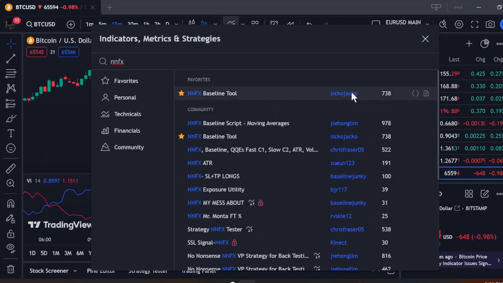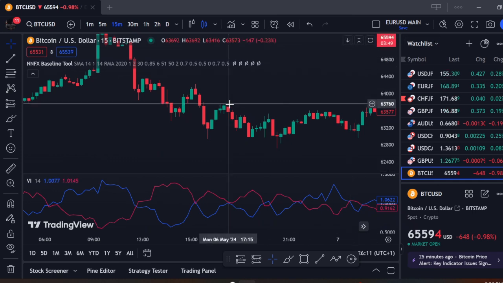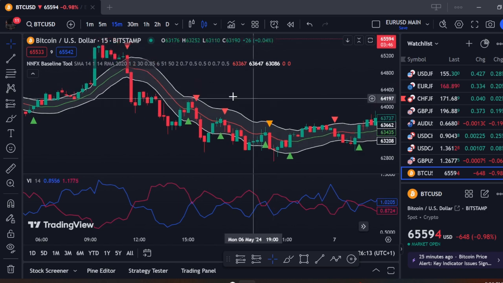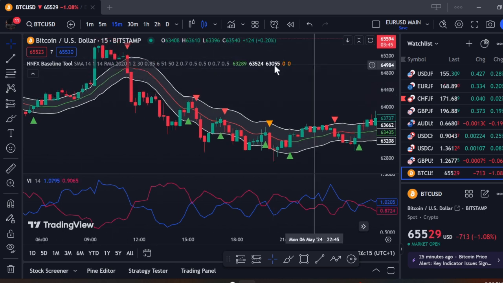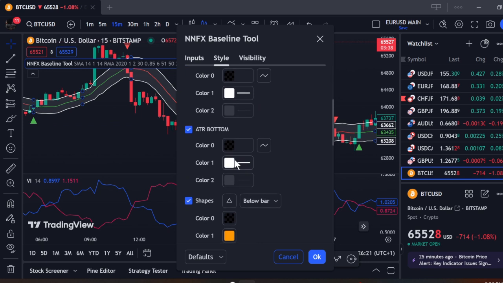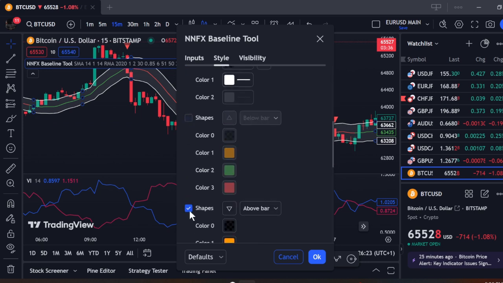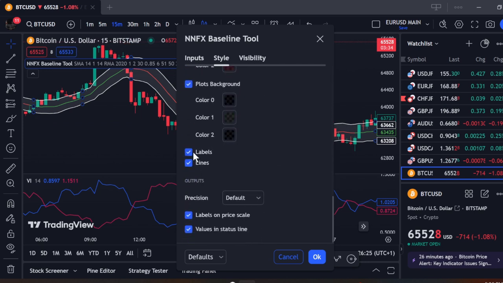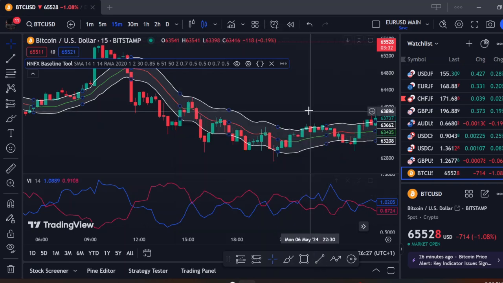I'm going to add this one by 6 Jackal. I've previewed this indicator in the last video, so hopefully you guys know how it works. We're going to make some settings to this. I'm going to click on the settings of this indicator, go to the style, and remove the shapes, the shape 1, the shape 2, and finally the labels, because we don't need the labels. And I'm going to click on OK.